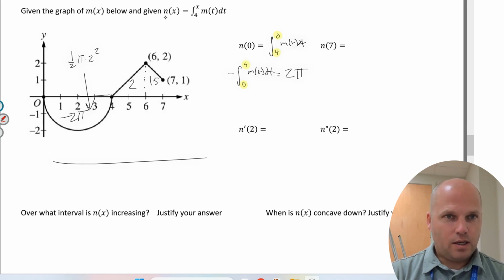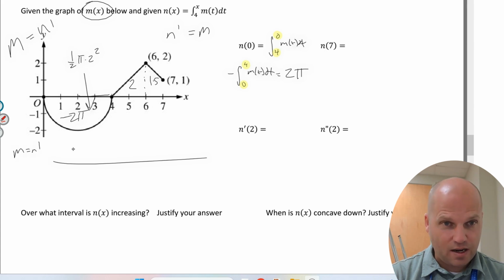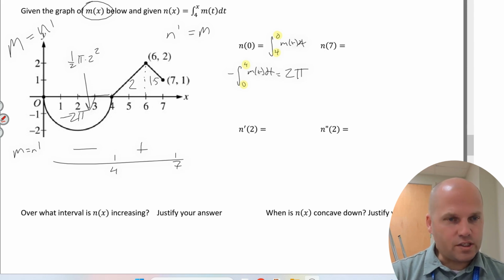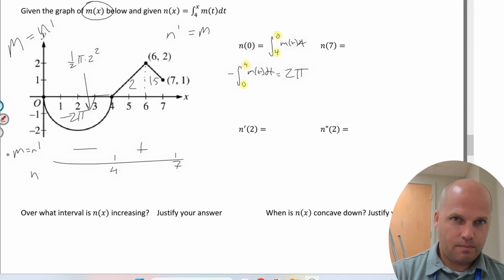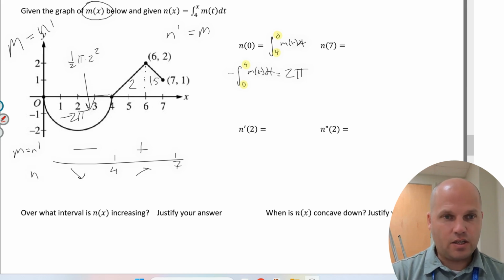You can think about this graph of m. M is the derivative of n. Take the derivative of both sides. M is n prime. So you can see m, which is n prime, is negative until 4, positive until 7. We can see that means n, which is the antiderivative of m, is decreasing then increasing. And we can see we decrease 2 pi, which means we must be coming from positive 2 pi so that we can decrease 2 pi to get to 0.